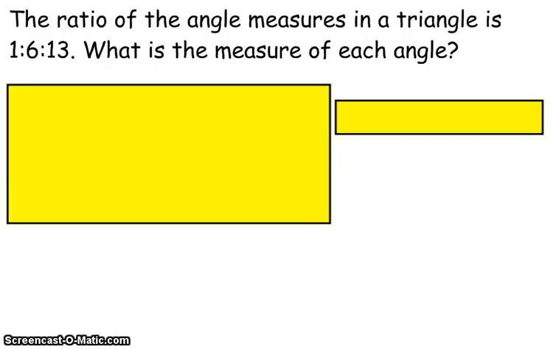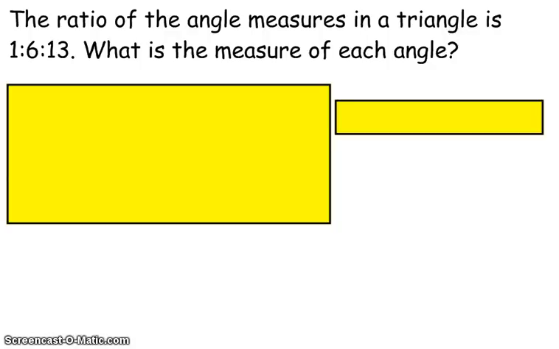With this extended ratio concept, we can do the same thing with finding the ratio of the angle measures in a triangle being 1 to 6 to 13. So we could do it with the angle measures. So what is the measure of each angle?